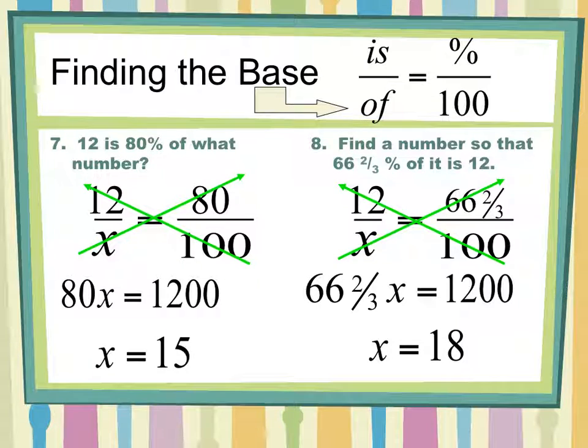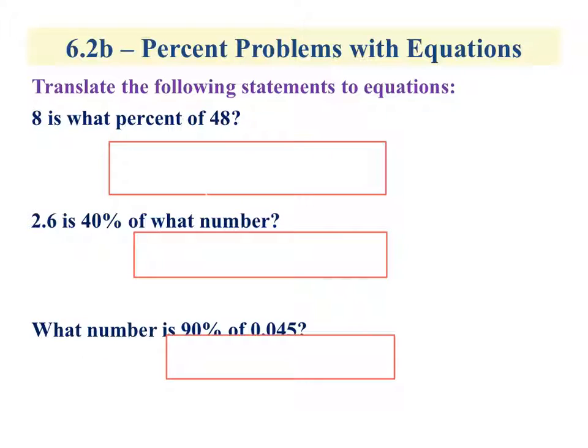So here's another problem. 12 is 80% of what number? They use the proportion method. 66 2/3%. Well, hopefully you remember that 2/3 is 0.6 repeating. You can work that one out if you look at it. And then this one here, 8 is what percent of 48? What would the equation look like? The equation would say 8 is what percent times 48.